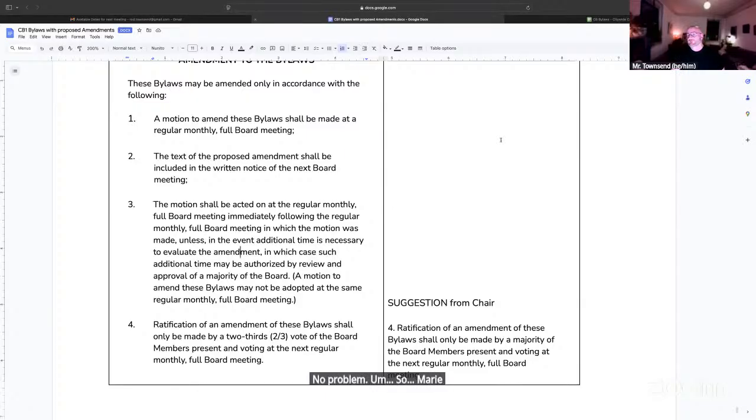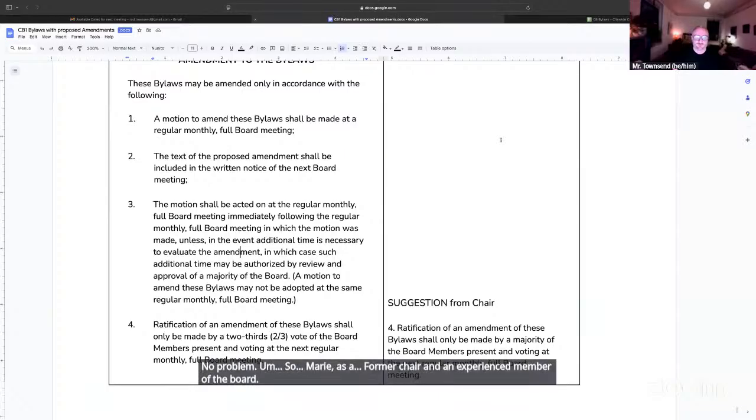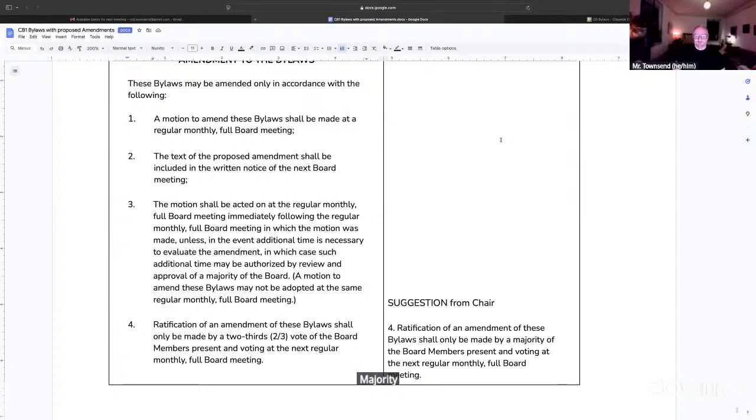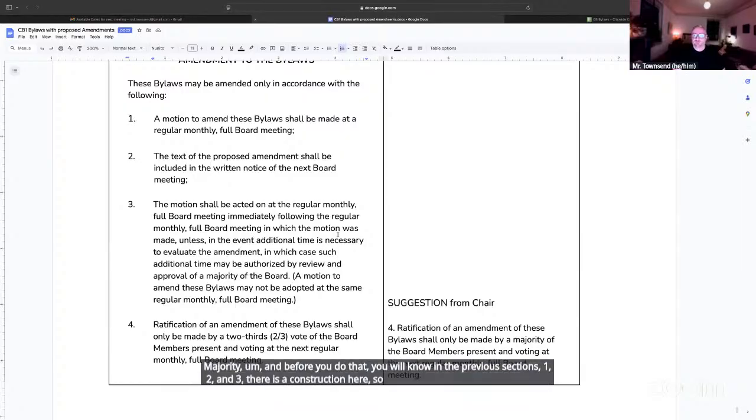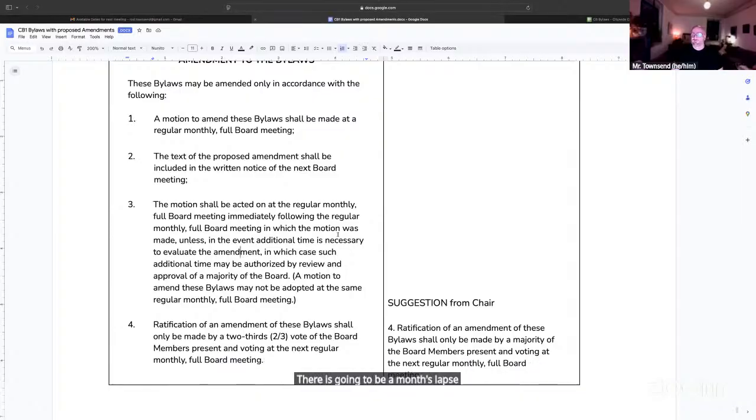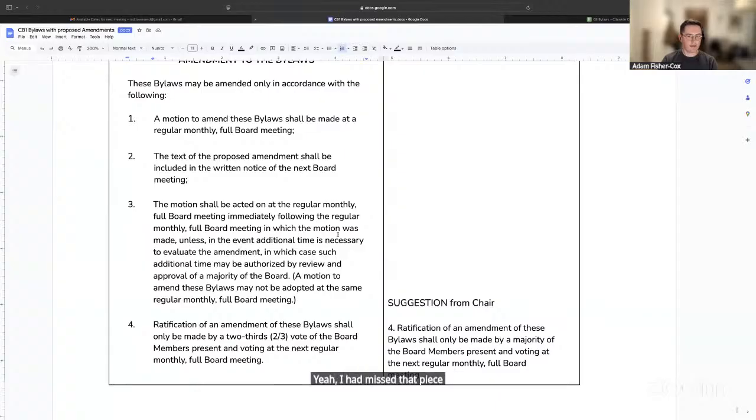Marie, as a former chair and an experienced member of the board, can you share your thoughts? Do you have any thoughts on two-thirds versus the majority? And before you do that, you will know in the previous sections 1, 2, and 3, there is a construction here, so it's not simply in a meeting with low attendance that suddenly a majority can change the bylaws. There is going to be a month's lapse where if a bad idea is presented, there is time to organize against that bad idea. Yeah, I had missed that piece. Maria, that makes me more comfortable with it.